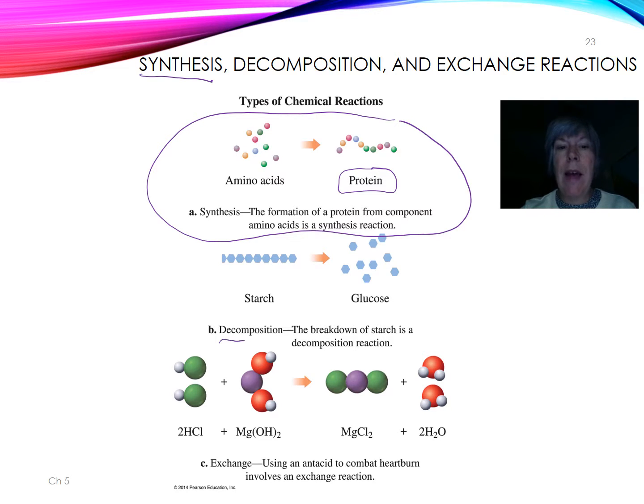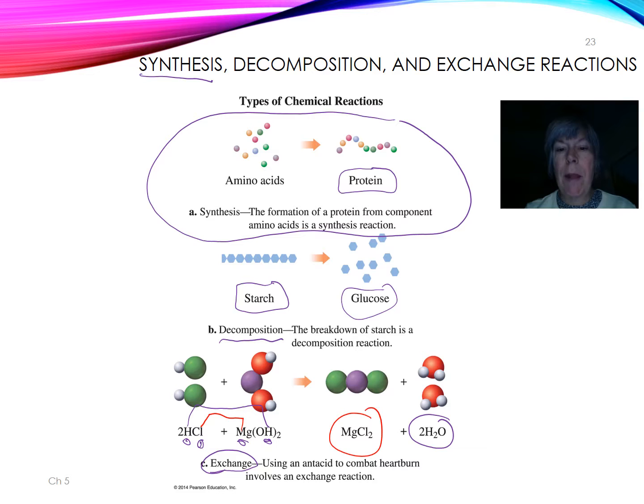That would be called a decomposition reaction. An example of that is a large starch molecule breaking up into individual glucose molecules. And then the molecules can switch places. So that's called an exchange reaction. In this case, we have hydrogen and chloride here, magnesium and hydroxide on the second reactant. And the partners basically switch places. So the hydrogen goes with the hydroxide part to form water, and then the magnesium goes with the chloride part to form magnesium chloride. That's called an exchange reaction.